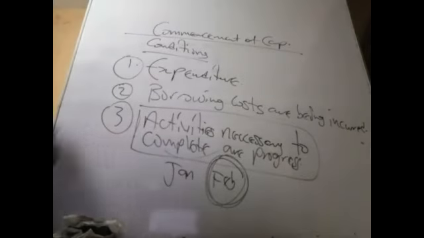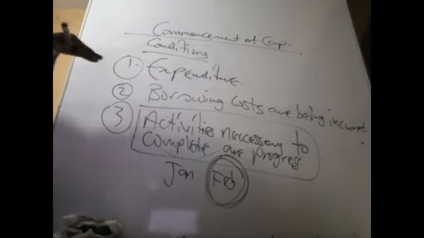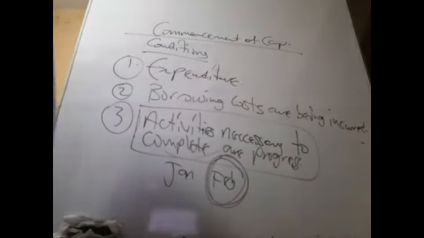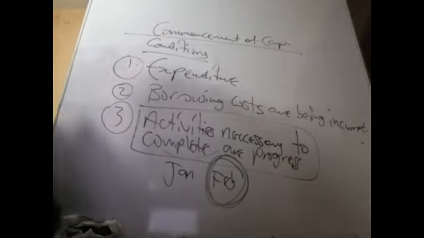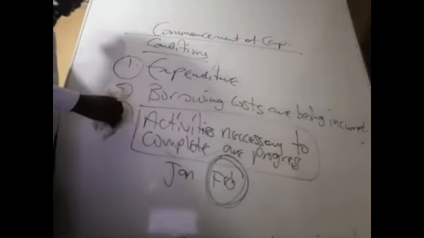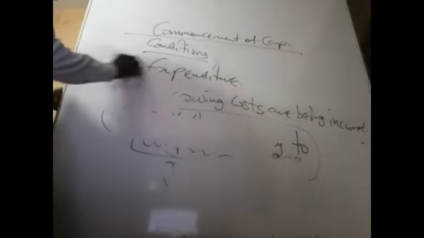Now let's move on. We are done with these three stages, then I think that's the end for today. The next stage is suspension of borrowing cost. At what point do you have to suspend the borrowing cost?